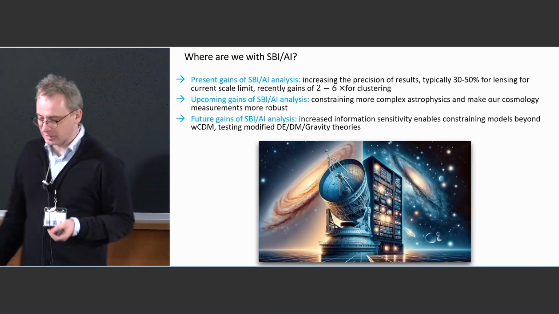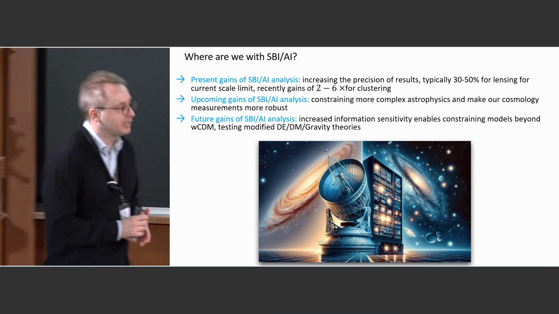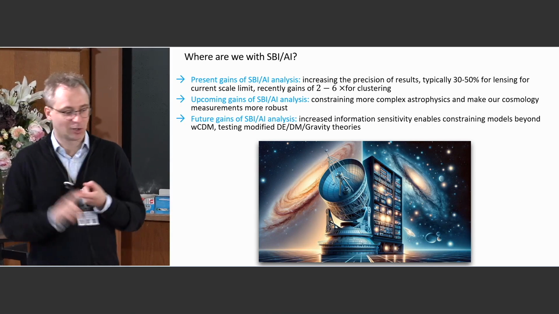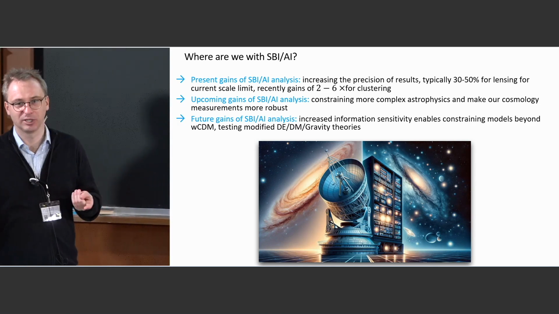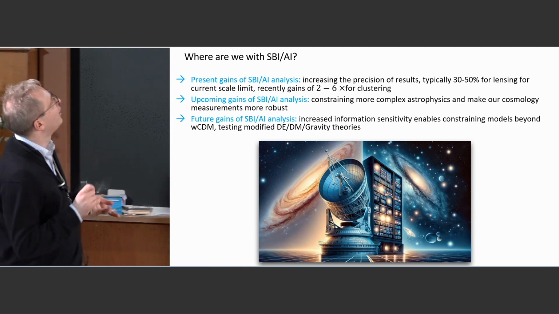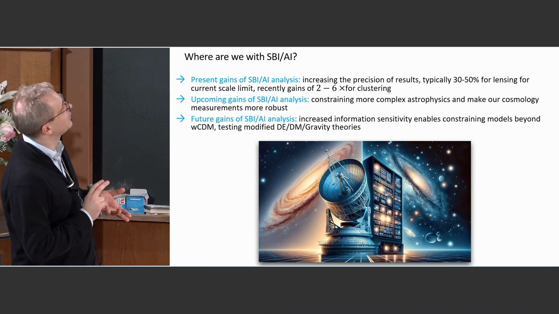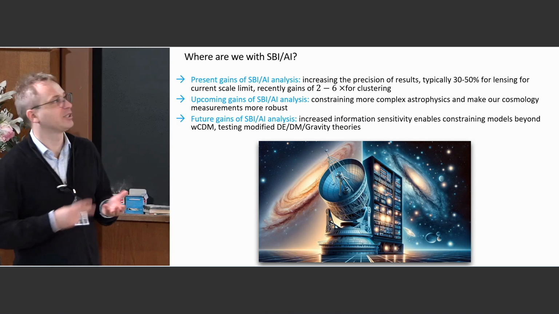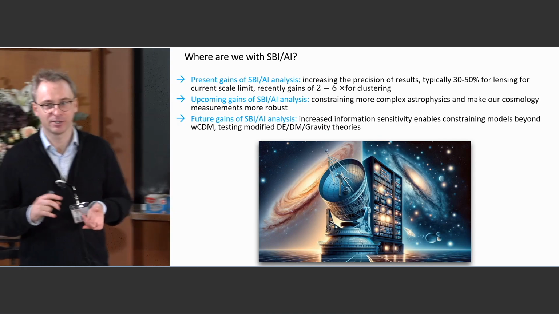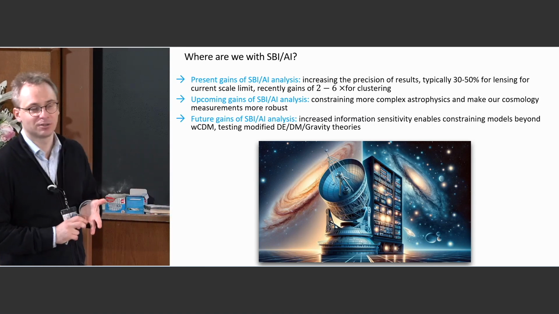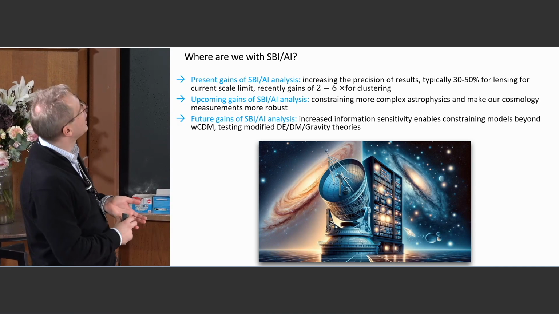All right, so that's bringing me towards the end. To summarize everything, where we are with SBI and AI, we already have present gains going into areas of like 30 to 50% for lensing with the scales we can simulate reliably. Clustering is becoming very promising, so first results are already out. And the upcoming gains that we want to expect in the near future would be expanding this astrophysical systematic space into galaxy biasing and intrinsic alignment, so that we make sure our results are robust to those modeling choices.